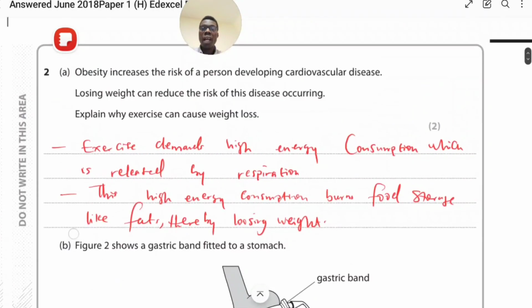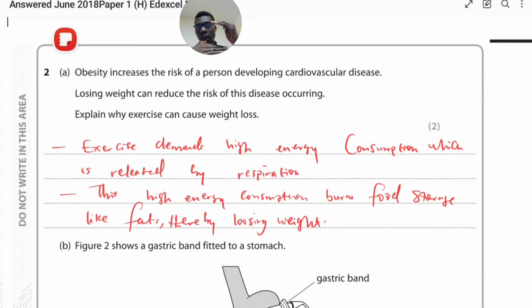So, exercise demands high energy. Please take note of the sequence of the way I wrote the answers, because that's one thing students should learn in the exam. There's a mark for arranging your answer logically and sequentially. So it says here, exercise demands high energy consumption, which is released by respiration. This high energy consumption burns food storage like fat, thereby losing weight.